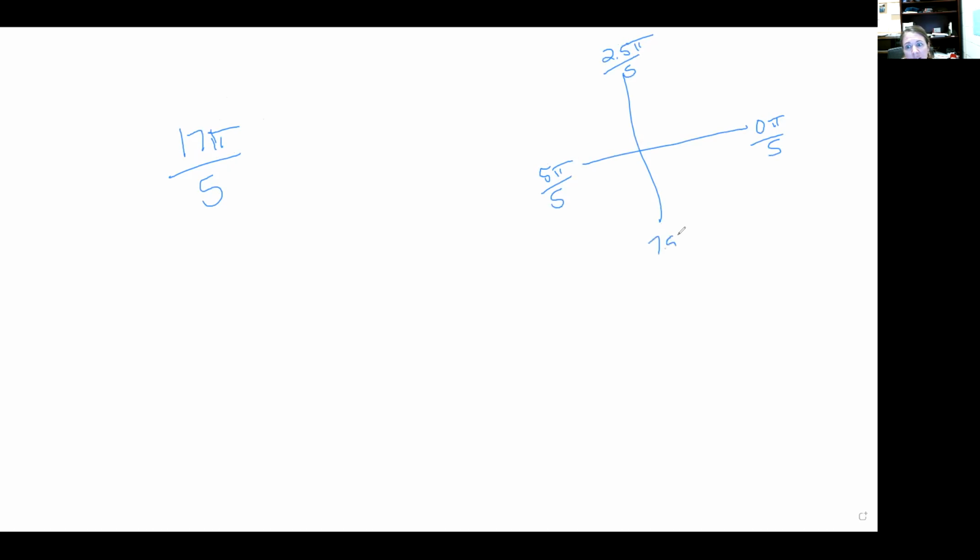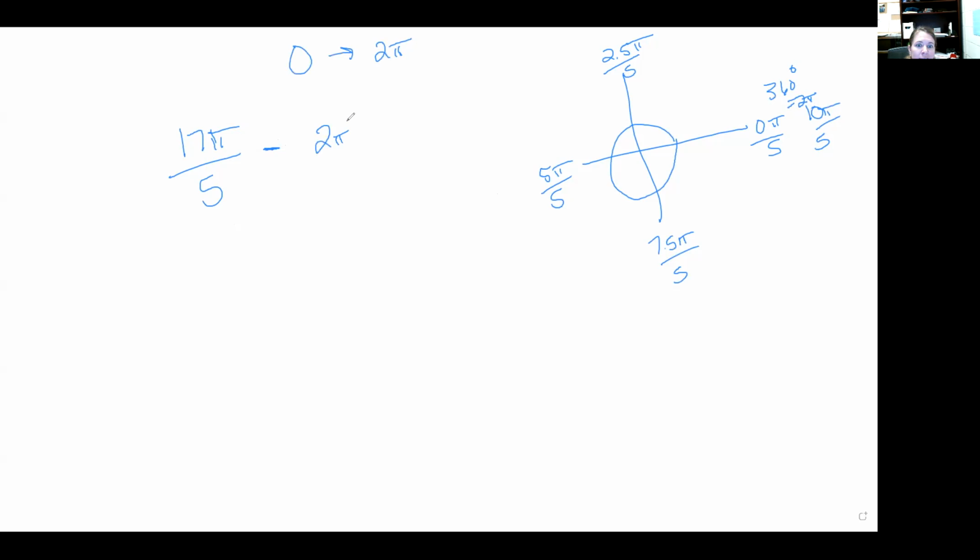This will be 7.5 pi over 5, and then this will be 10 pi over 5. A full way around is 360 degrees, which is 2 pi. So 360 degrees is the same thing as 2 pi, and I know that 10 pi over 5 is my full 2 pi. We want our answer to be between 0 and 2 pi for the coterminal angle. If I subtract 2 pi, I know I will have an answer between 0 and 2 pi. You have to subtract because it's more than 2 pi.